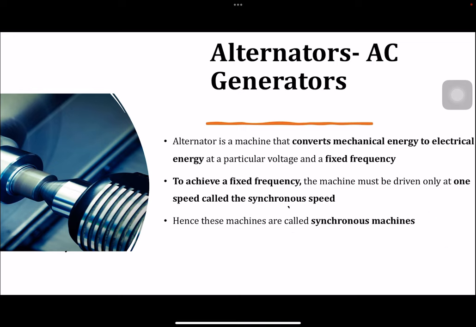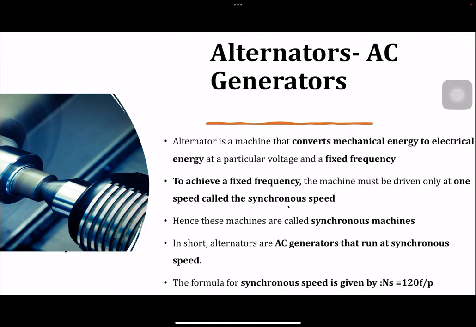In short, alternators are AC generators that are run at synchronous speed. This is a simple definition for an alternator. And the equation to find the synchronous speed is Ns = 120 F / P, where F is the frequency, P the number of poles, and Ns is the synchronous speed. So this is just a basic idea of an alternator, and I will come with the rest of the topics one by one in the next few days.